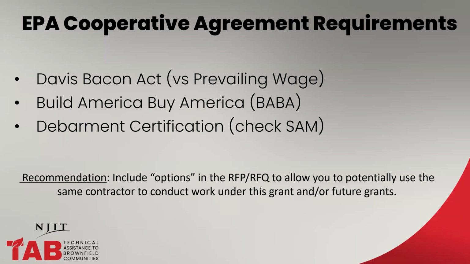Debarment certifications, so you want to ensure that the vendors that are responding to the solicitation don't have any debarment concerns. And so we strongly recommend that sam.gov is checked for each vendor that responds. One of the recommendations that EPA also makes is including an option in your RFP or your RFQ to potentially allow use for contractors to conduct work throughout that grant or in future grants. So that is definitely something to consider and allow some flexibility.